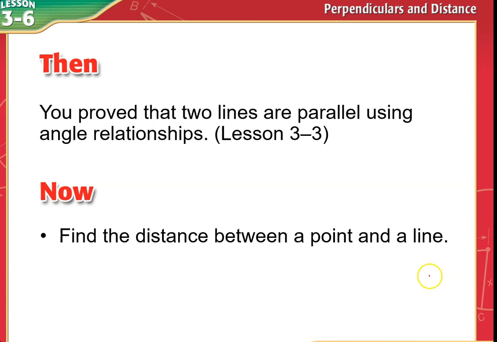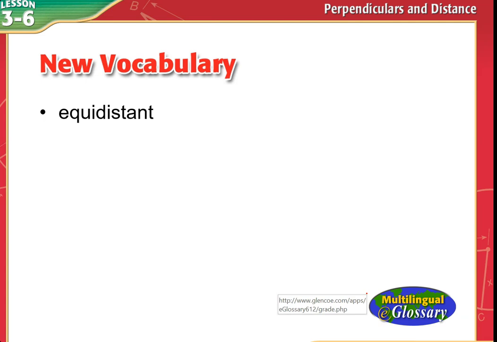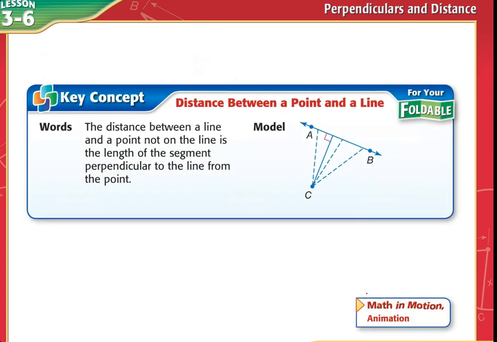All right, geometry students, in Skills Practice 3.6, we're looking at finding the distance between a point and a line. So we make sure we're talking about a perpendicular distance. Finding the distance between parallel lines is something else we'll also do. So new vocabulary is equidistant. The distance between a line and a point not on the line is the length of the segment perpendicular to the line.